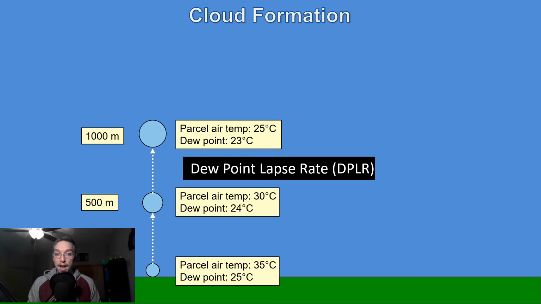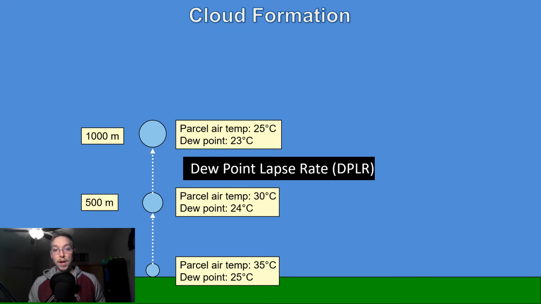So that change is what we call our dew point lapse rate. And it's just like the dry adiabatic lapse rate or the saturated lapse rate, which we'll talk about in just a little bit. It's just a different lapse rate to look at how the temperature or dew point within a parcel of air is going to be changing based off of the atmospheric differences that that parcel is subject to as it rises through the air.